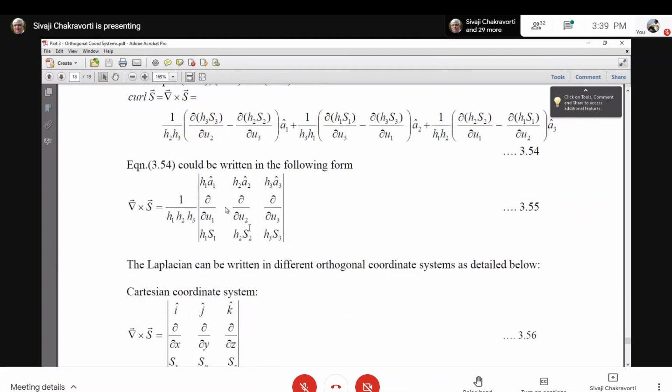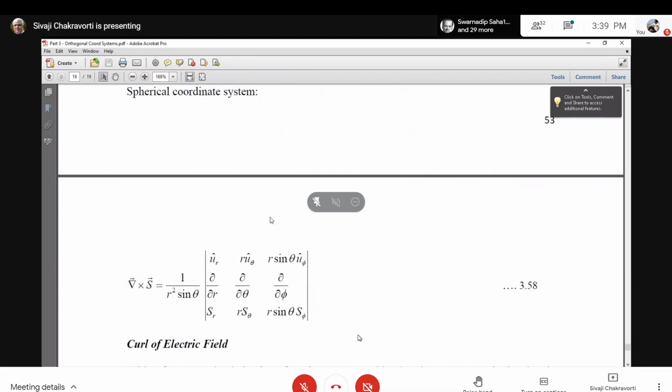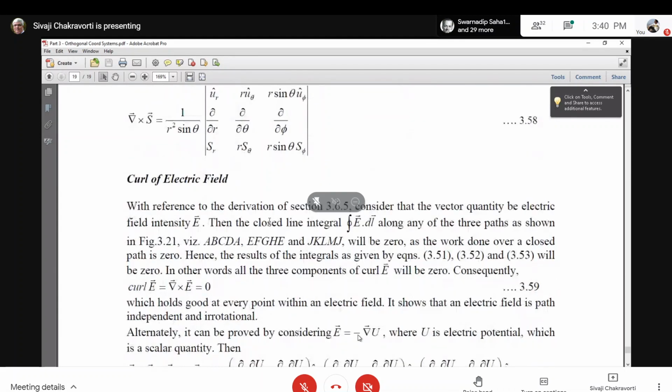This, of course, I can remember. See, this is not at all difficult. The first row is straight away h1 a1, h2 a2, h3 a3. It's so simple to remember. Second row, del del u1, del del u2, del del u3. So simple to remember. Then third one, h1 s1, h2 s2, h3 s3. I can always remember that. So whenever you do this in a higher level course, later on, you will see how mathematics benefits.